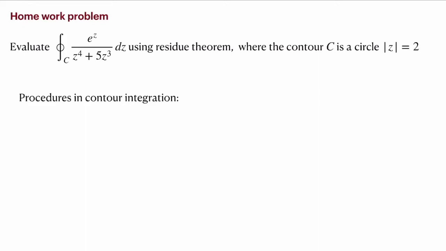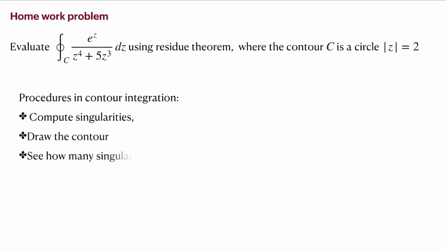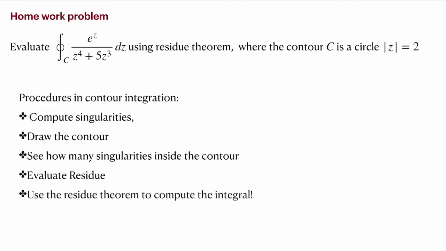The procedure for taking the contour integration is to first look at the function and compute the singularities, draw the contour and place the singularities in your z plane, and see how many singularities are inside the contour and how many of them are outside the contour. You don't have to consider the singularity outside the contour, and then you can evaluate the residue for the singularity inside the contour and then use the residue theorem for computing the integral.